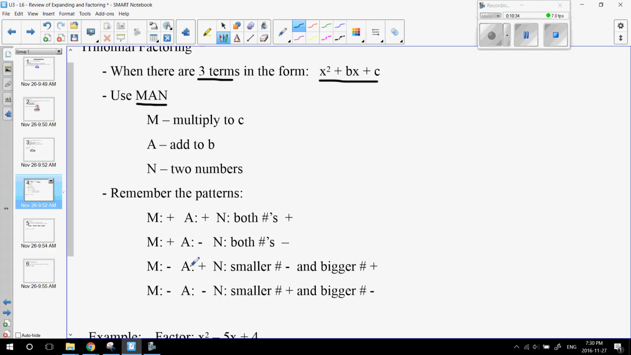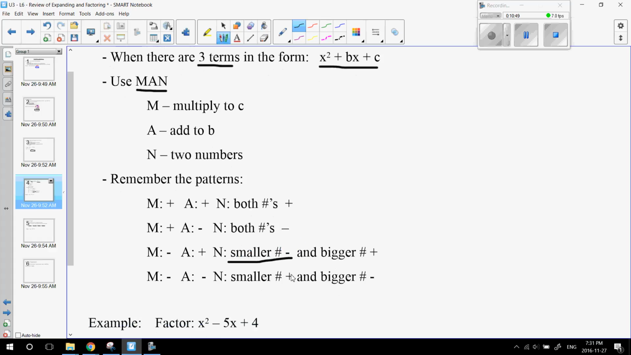If our multiply number is negative, but our add number is positive, then we must have one number that's negative and one number that's positive. And because our add value is positive, the smaller number is the one that needs to be the negative number.